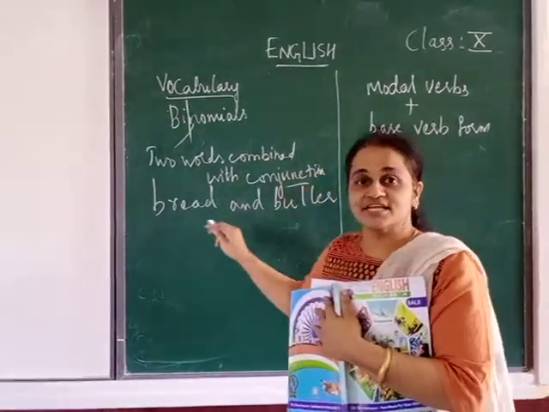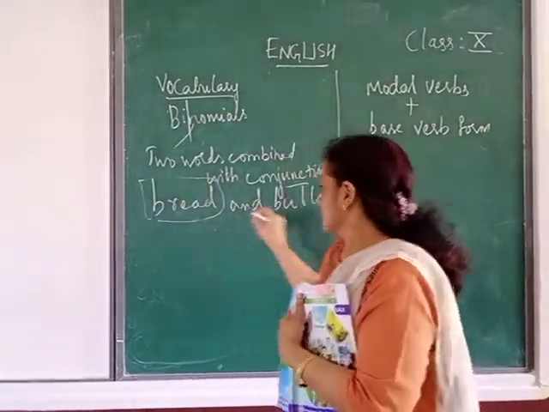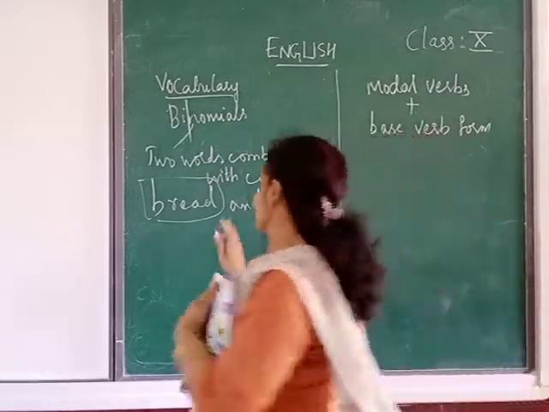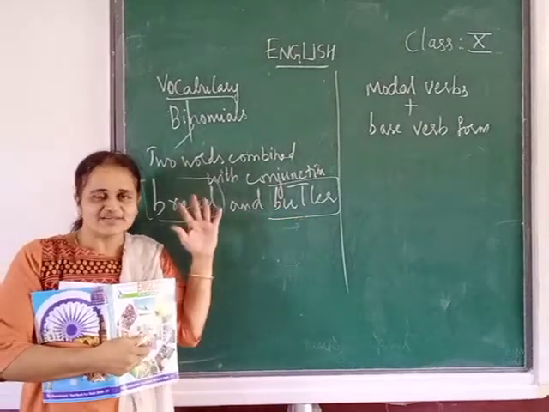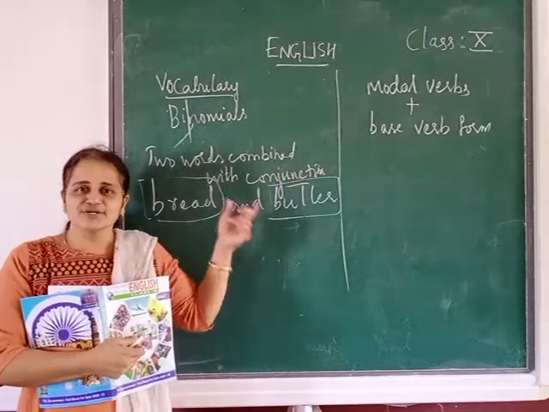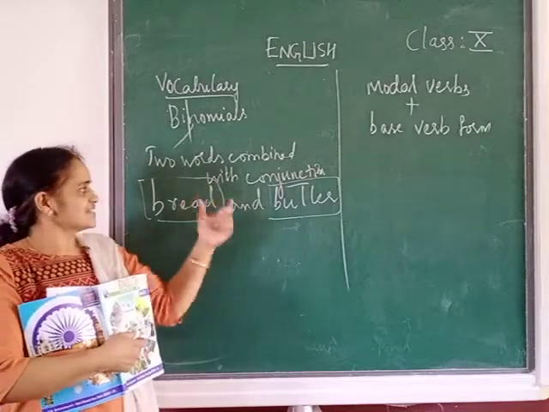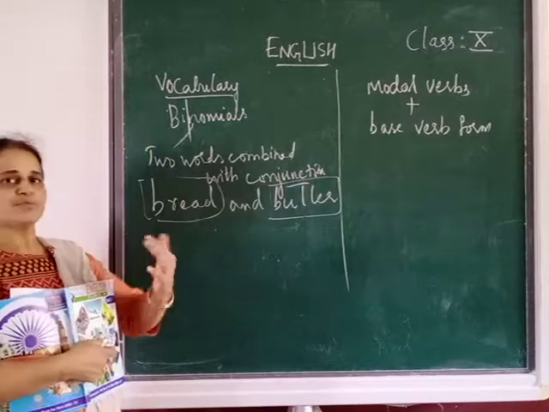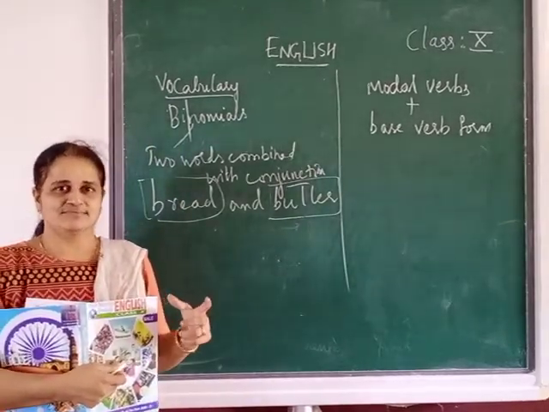See, I have taken the combination of 2 words. What are those 2 words? Bread. The other one, butter. Don't think modern bread and Amul butter. Followed? It's not our modern bread and Amul butter which I am talking about. We are going to learn binomials. And what is the construction which we follow for these binomials? When we use these binomials in our day-to-day communication, your English will be much better.